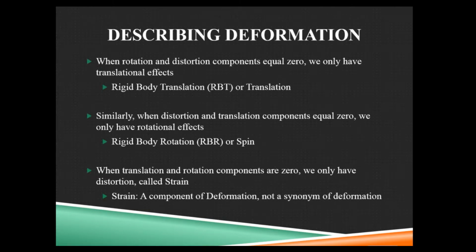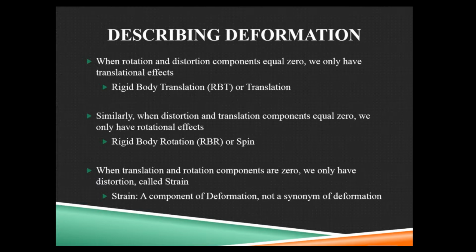Similarly, if distortion and translation equal 0, then we only have rotational effects. We call this rigid body rotation, or spin. This is a great thing if you're at a theme park and on a merry-go-round or a Ferris wheel. This is what you want. You don't want any distortion, and you don't want any translation. If that Ferris wheel comes off and starts translating, you got problems, kind of like you saw in the Pirates of the Caribbean movie or other movies like that where the big wheel comes off and starts translating and moving.